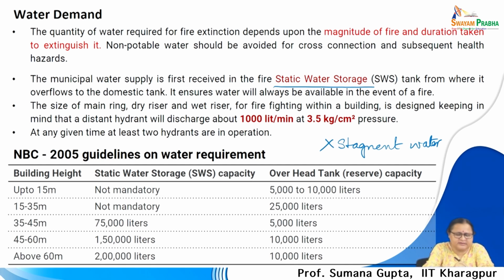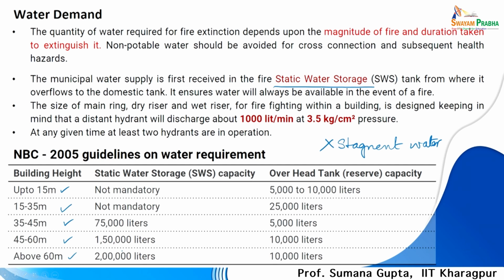Now, you can see here NBC 2005, and the amended 2016, both have a similar kind of static water requirement. For up to 15 meters it is not necessary, and for 15 to 35 meters it is not necessary, because it can be fed by a dry riser. From 35 to 45 meters you have to have a static water storage of 75,000 liters. Beyond 45 up to 60 meters you need 1.5 lakh liters, and above 60 meters you need 2 lakh liters of water.